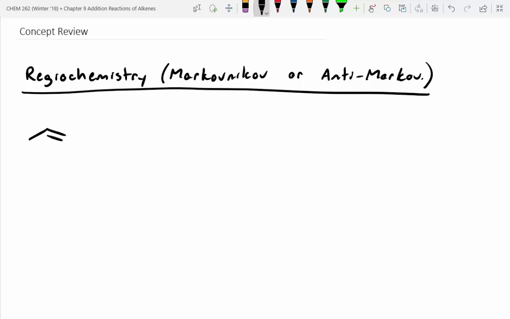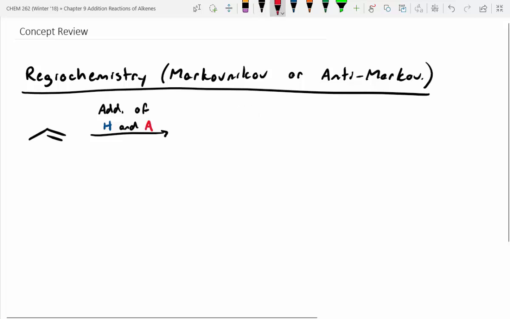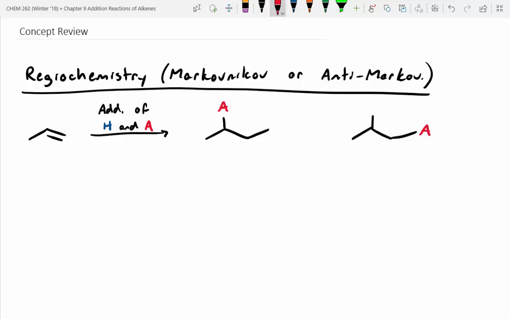So let's take a really simple example. We've got our alkene, and we're going to do addition of, I'll say, blue H and red A. It could be any two, or I shouldn't say any two. It's always going to be a hydrogen, and then A can be anything else. So let's draw out both options. We've got one where A adds to the more substituted carbon, one where A adds to the less substituted. Which one's Markovnikov? Will it be the one on the left or the right? Left, right? So this would be Markovnikov. This would be anti-Markovnikov.